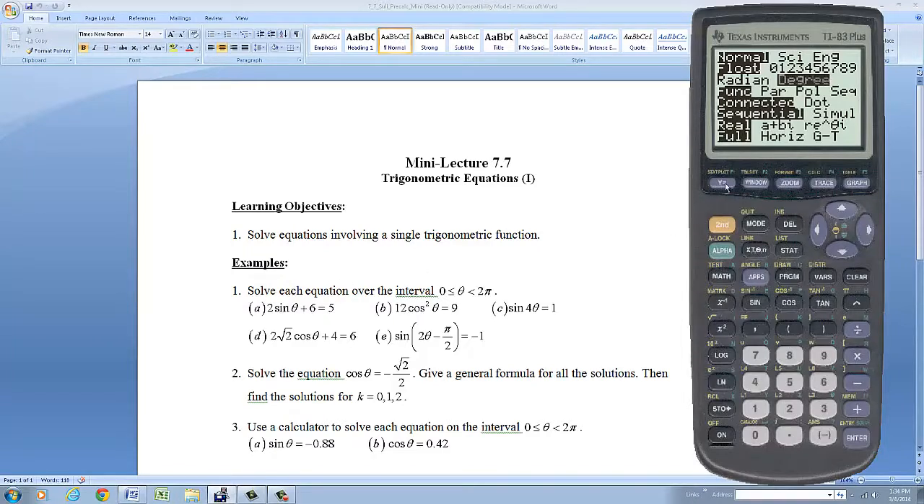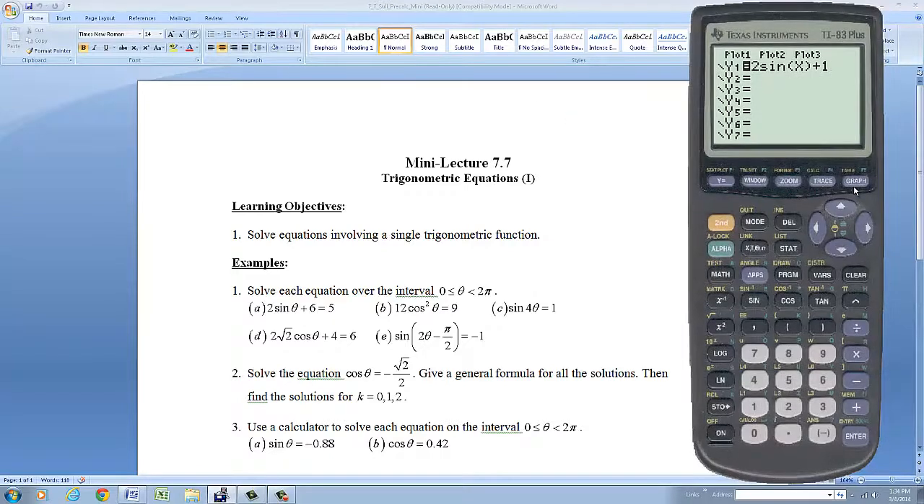Okay, so hit the y equals, clear this, and let's enter 2 sine, and the variable is theta, but I'm just going to hit it right here, and that's going to give me an x. That's the same thing as a variable, whether it's x or theta, it's the same thing. So close parentheses, and then this is going to become plus 1. So I'm going to graph this, 2 sine theta plus 1. I'm going to hit the graph key.